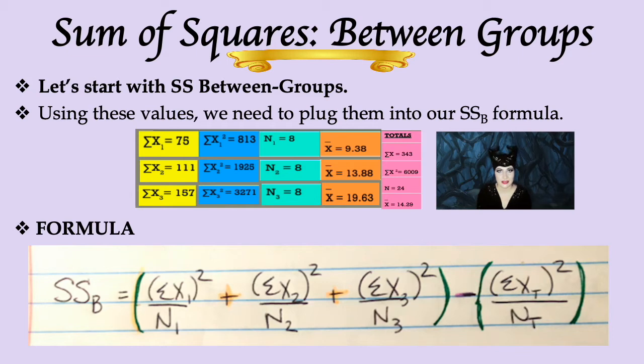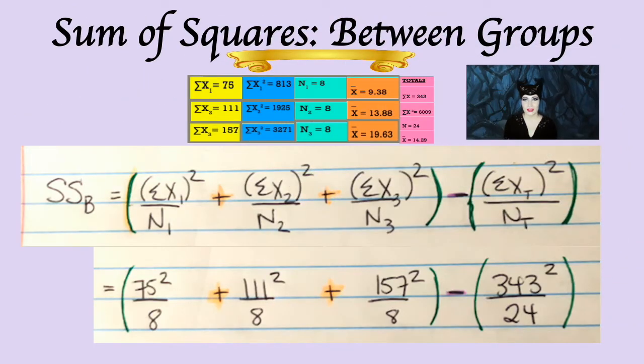because once again, the high hypnotic susceptibility group also had 8 participants. Once we have all of those added together, we are going to subtract it from the sum of x total. We know that the sum of x total was 343 squared, and we know that because there were 8 participants in 3 different conditions, our total n is going to be 24. So we're going to have something that looks like this once you plug in the values into the corresponding slots of the formula. The next thing to do is just to simplify it.